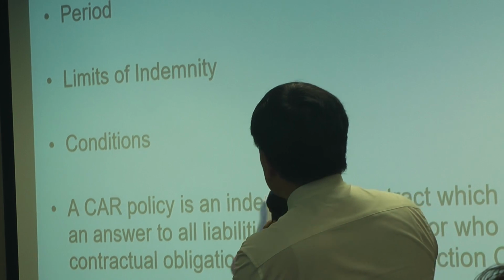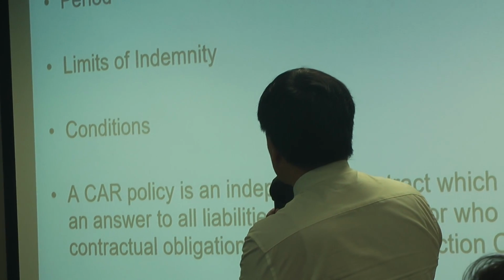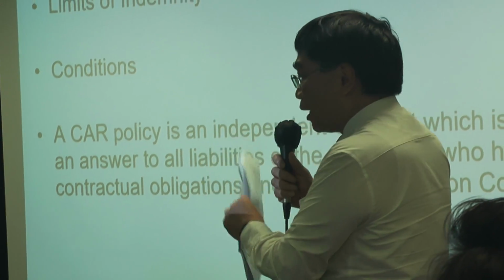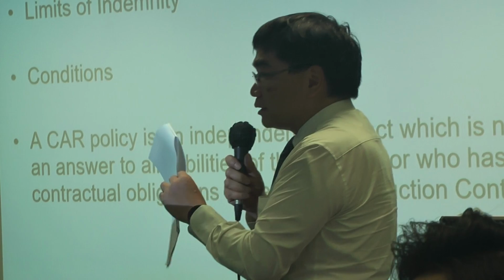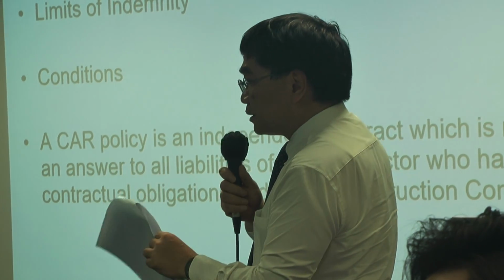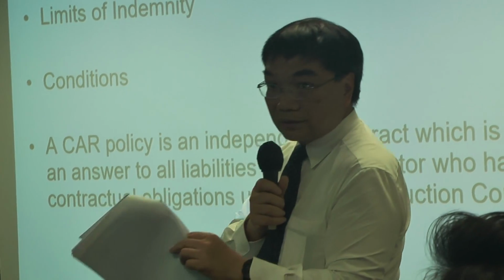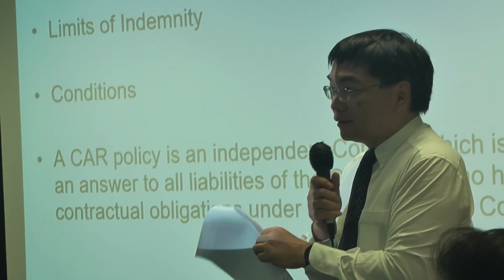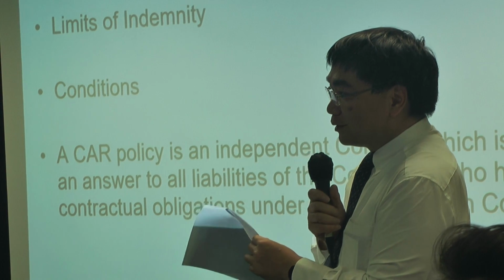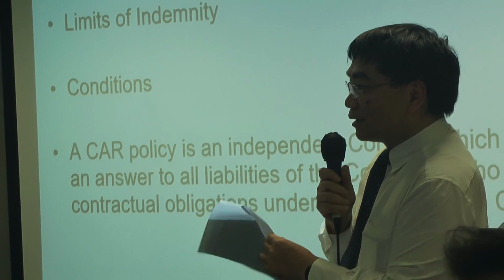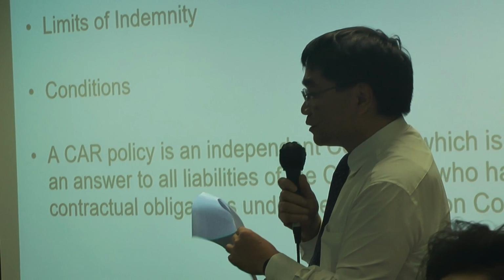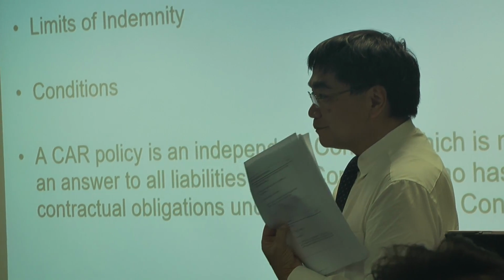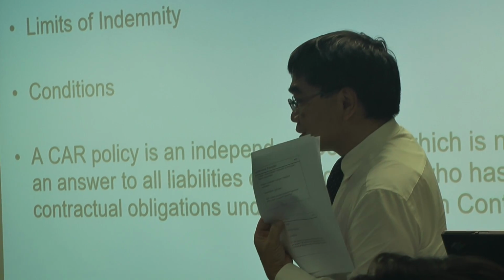The independent contractor is not an answer to all liabilities of the contractor who has contractual obligations under the construction contract. Why is it there? Because contractual liability is one of the exclusions under the insurance policy. Why is it an exclusion? It is not coverable under the policy. Can anyone suggest an answer?